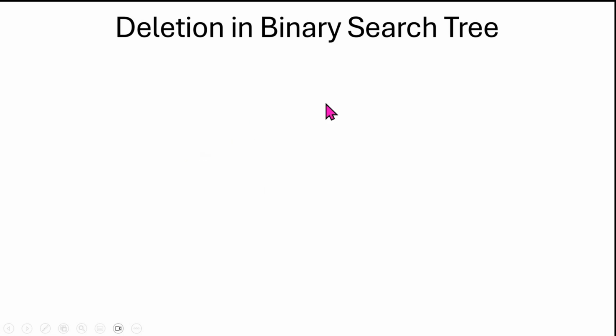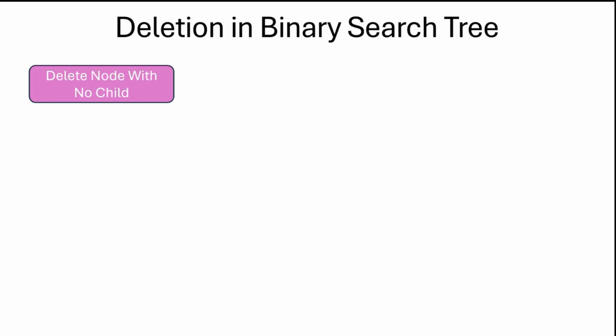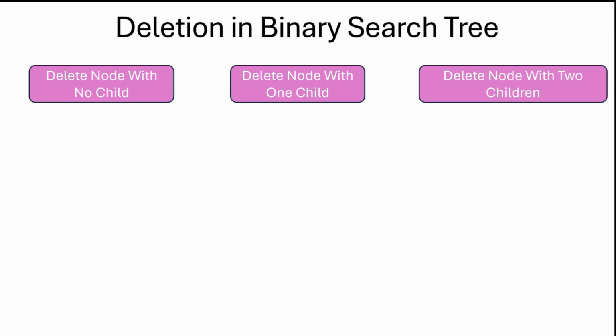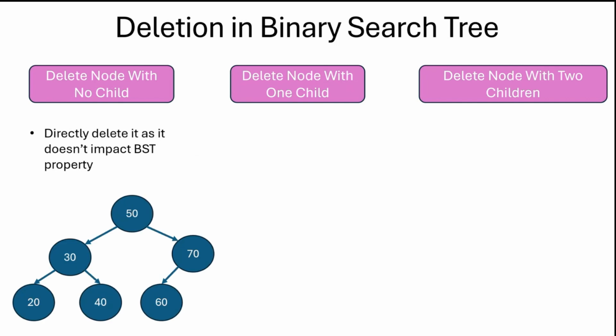standard binary search tree. So whenever we delete the node in a binary search tree, basically we consider the three cases. Delete the node with no child, or whether the node which we are deleting has just one child, or whether it has two children. So in the first case, when we delete the node with no child, we directly delete it because it does not impact any binary search tree property. For example, here if we delete the 20, then it is not impacting any binary search tree property.